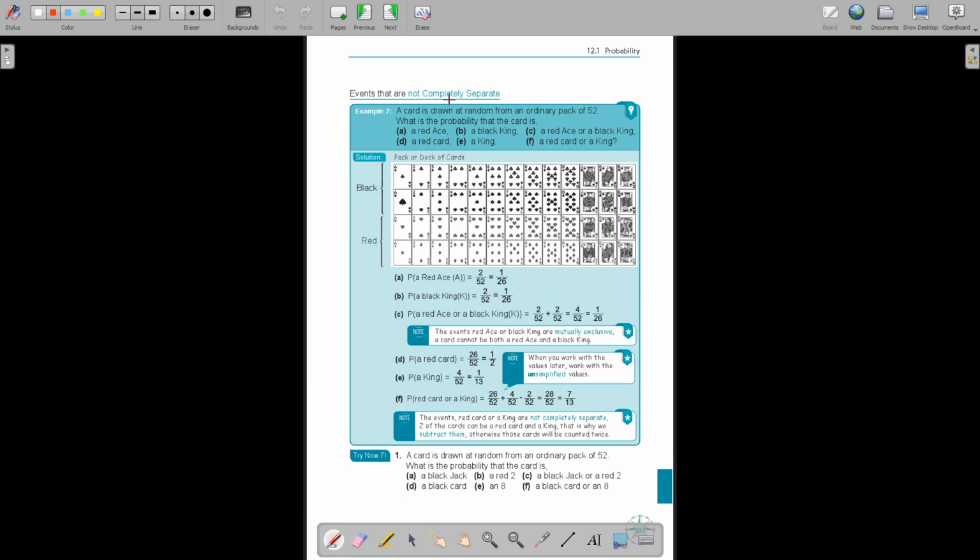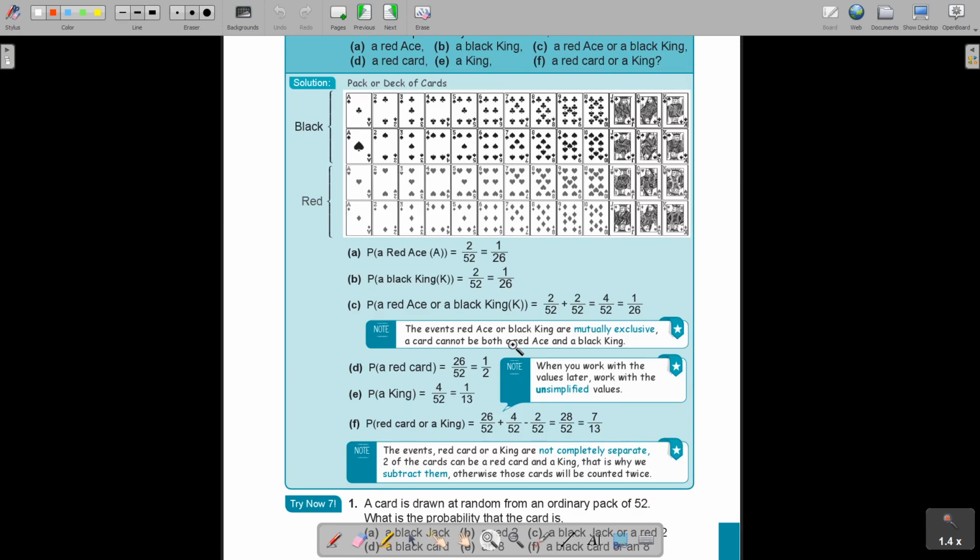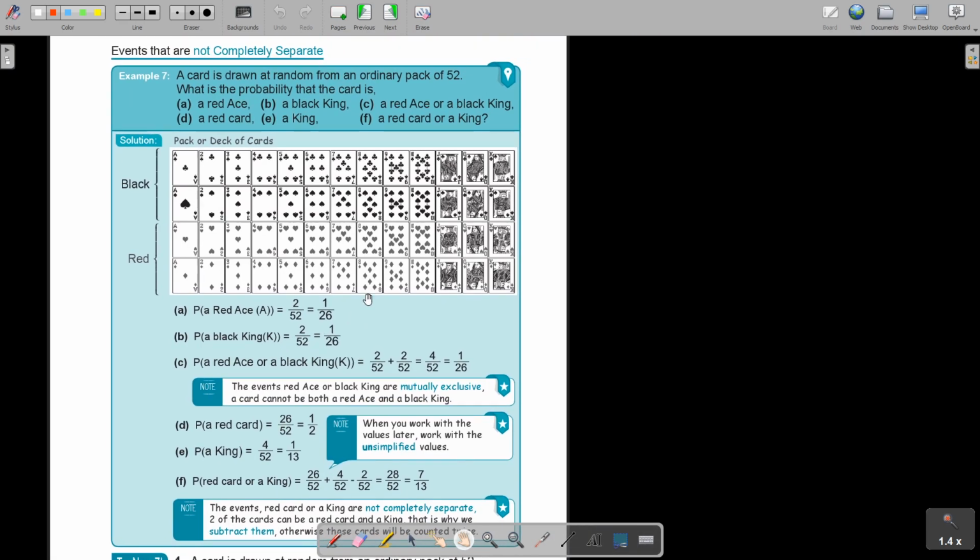Okay, and then the next one: if some events are not separated, if there's a little bit of overlap, then all that you do, I'll just show you, this is now a nice one with the cards. So a card is drawn at random from a pack of 52. What's the probability that the card is a red ace? Now, these are the red cards.